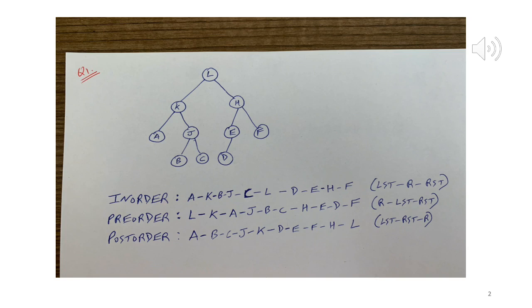Now the right subtree this time has 3 nodes, J, B and C. So before we get the answer, for the tree rooted at J, again we do an in-order traversal. So left subtree, root, right subtree, which means B, J and C. So we have A, K, B, J, C and then L.